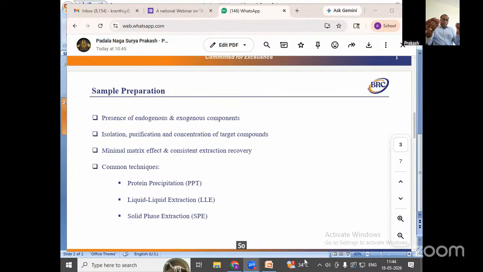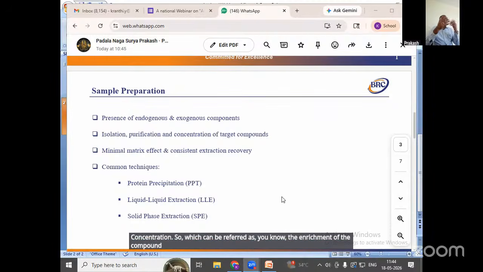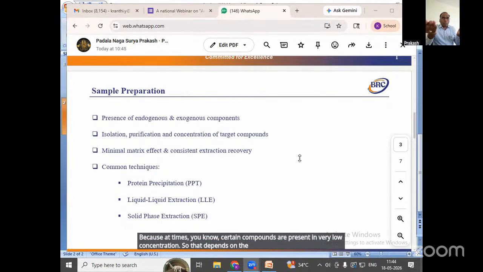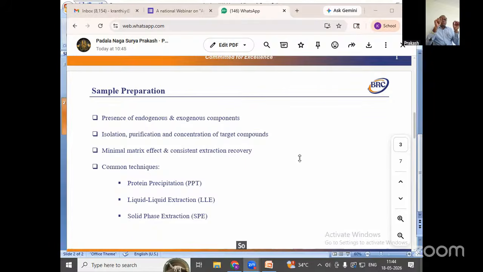And ultimately, the last one is concentration, which can be referred to as the enrichment of the compound. Because at times, certain compounds are present in very low concentration, depending on the potency of the molecule. The higher the potency of the molecule, the lower the amount present in a biological material or biological system. So this is the importance of having sample preparation.